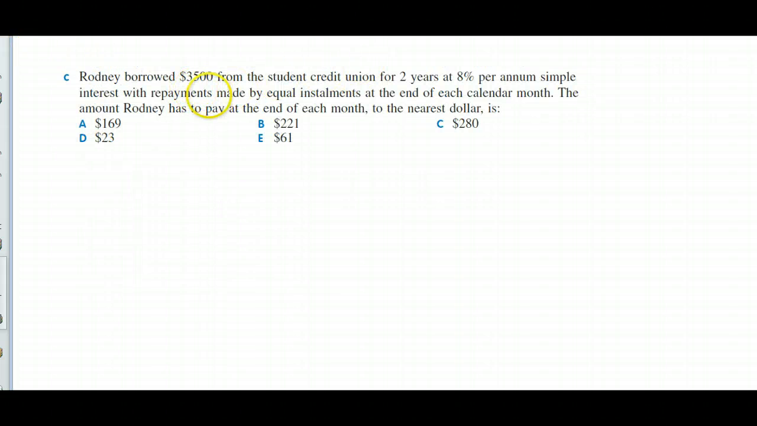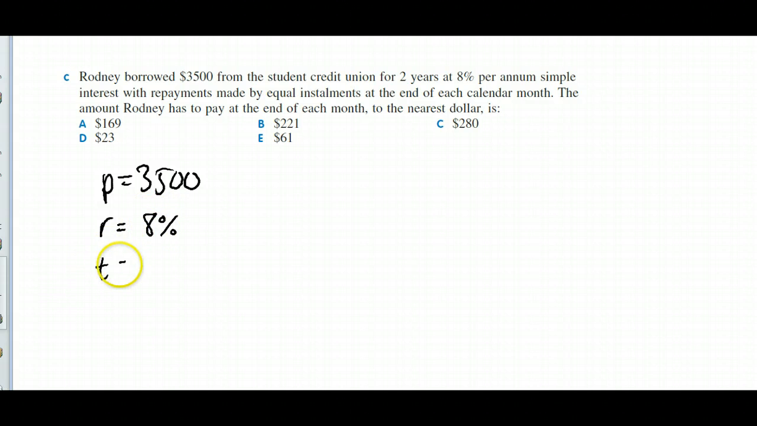Okay, Rodney borrowed $3,500 from the Student Credit Union for 2 years at 8% per annum, simple interest, with repayments made by equal installments at the end of each calendar month. The amount Rodney has to pay at the end of each month to the nearest dollar is, okay, so the principal amount is $3,500. The rate at which it's being borrowed is 8%, and the time that it's being borrowed for is 2 years.